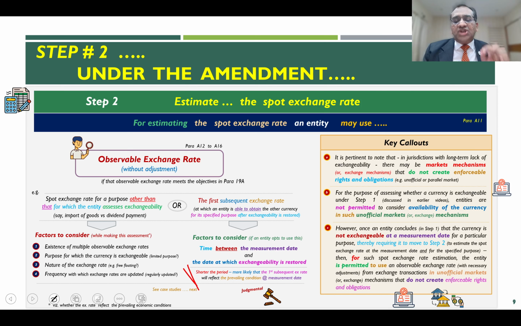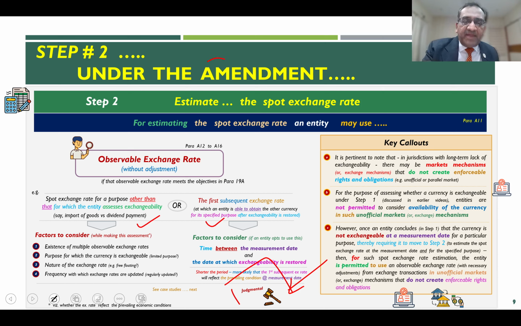The principle is: the shorter the period, in our example 1 week versus 4 months, the more likely that the first subsequent exchange rate would reflect the situation prevailing on 31st of March, which is the measurement date. Clearly you can see all of these are really judgmental. And therefore, when you have judgments, each entity may apply these principles in a different way. So when you apply judgment, what is the other fallout? That is something which we will see in the next video.